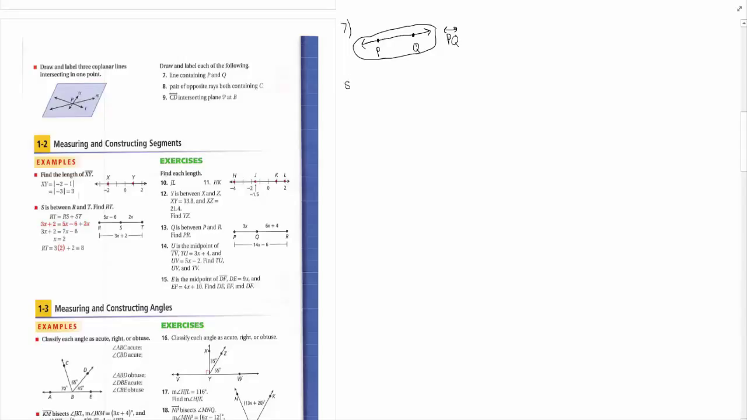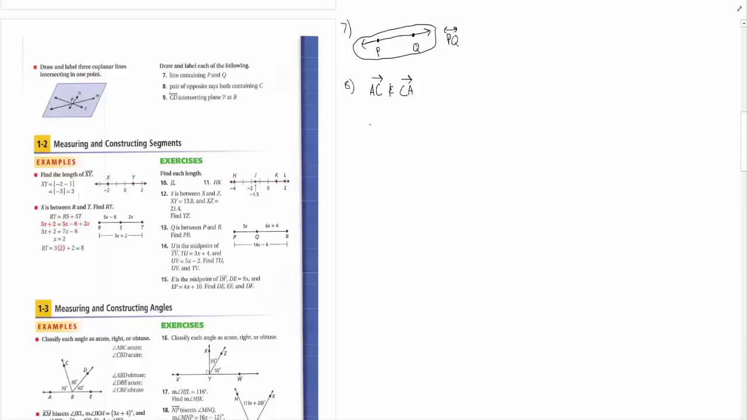All right, number 8. We want a pair of opposite rays, both containing C. We want you to draw and label it, so your answer is both of these: the label and the figure. I'll name them first, then draw it. A pair of opposite rays containing C, you would have something like this: ray AC going towards C, and then opposite rays, so I can just do ray CA. You can do an extra point if you want, but those are definitely opposite.